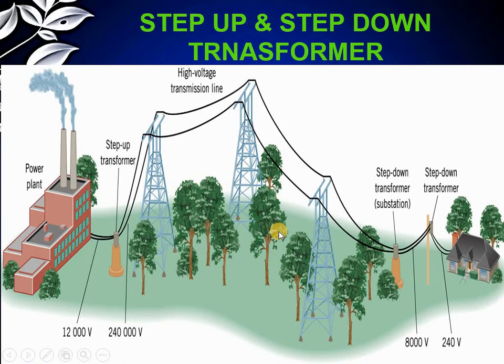In this example, we have a complete structure of our household electricity transmission. In this, the transformer plays a vital role by either stepping up or stepping down the voltages for our usage. In the power plant, we get 12,000 volts, then a step up transformer makes it 240,000 volts, high voltage, and then a step down transformer at the substation gives 8,000 volts, stepping down further to 240 volts, which is used for our household.